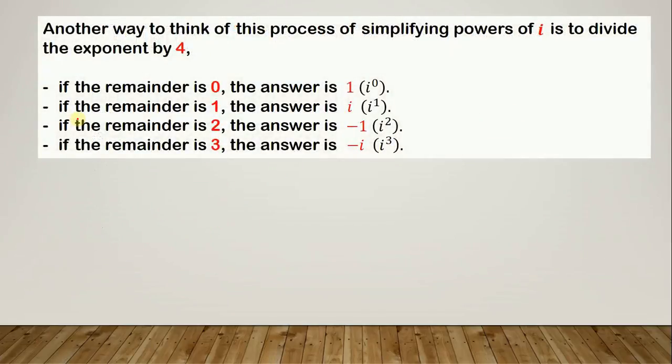Now you're probably saying, Marsh, how are you going to do it? Well, here's what you're going to do basically. You're going to divide the exponent by 4 because there's 4 different choices that we can get: 1, i, negative 1, and negative i.